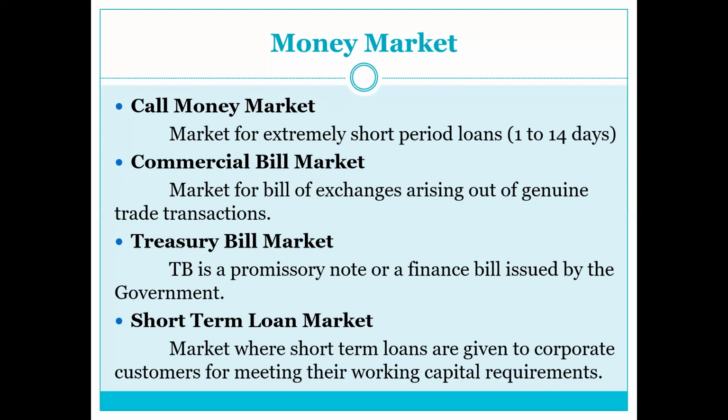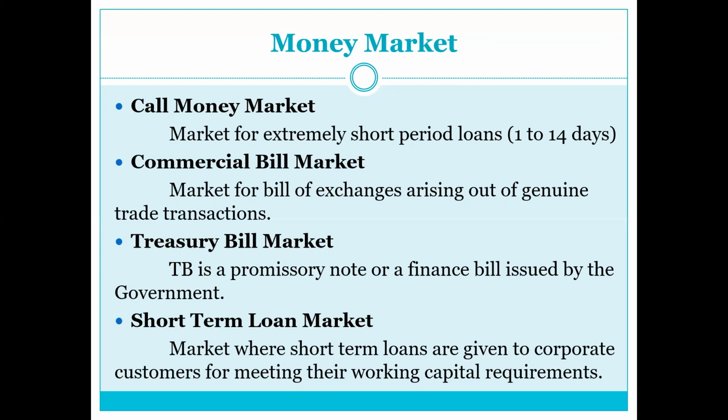So this money market is classified mainly into four: the call money market, commercial bill market, treasury bill market, and short-term loan market. So what is the call money market? It is a market for extremely short period loans. The money that you take as a loan is for a period of 1 to 14 days. You could be borrowing money for 1 day or up to 14 days, for 2 weeks. This is dealt with in the call money market.